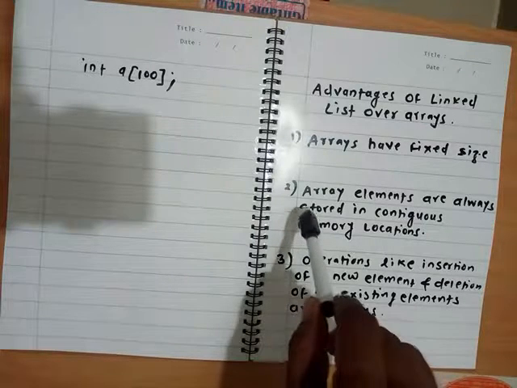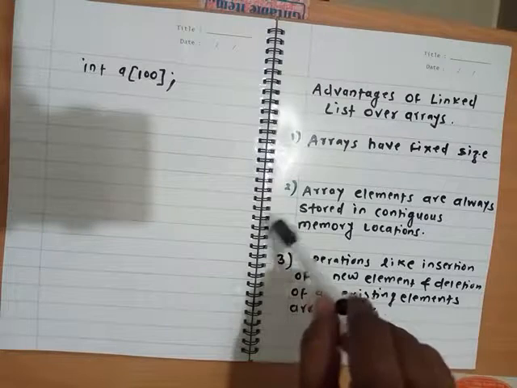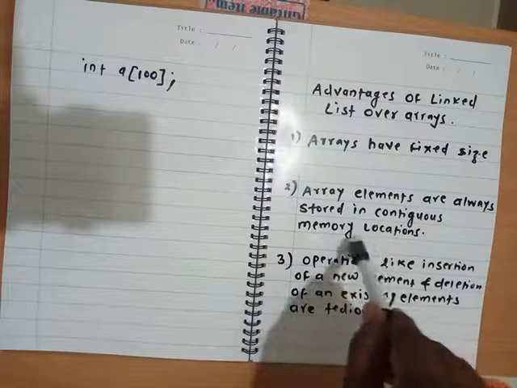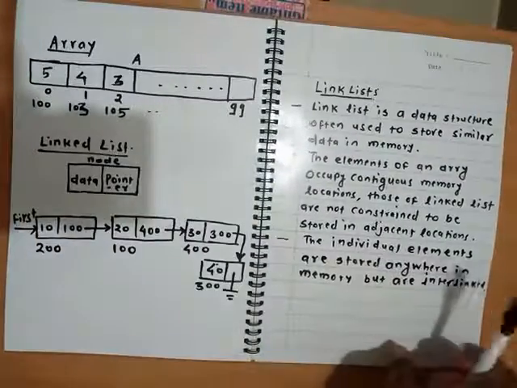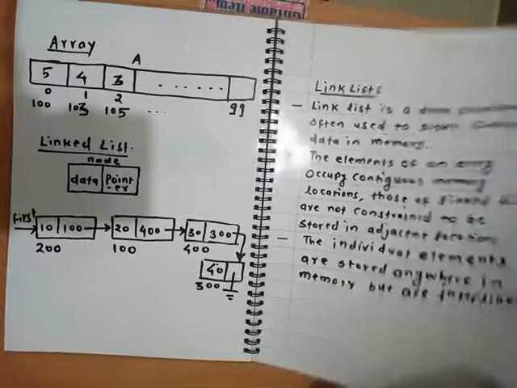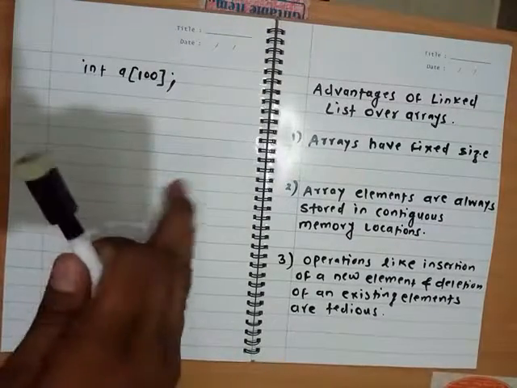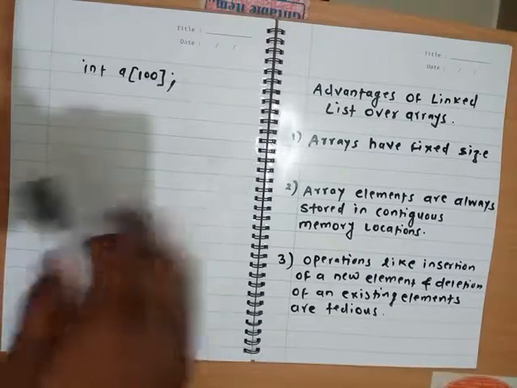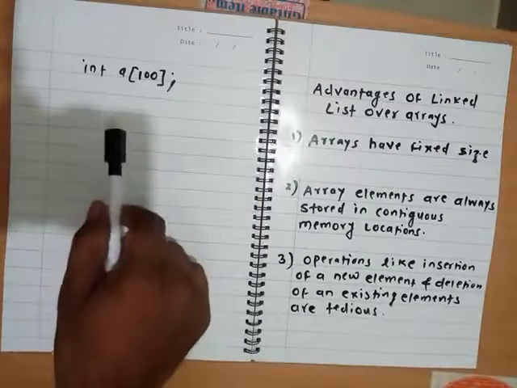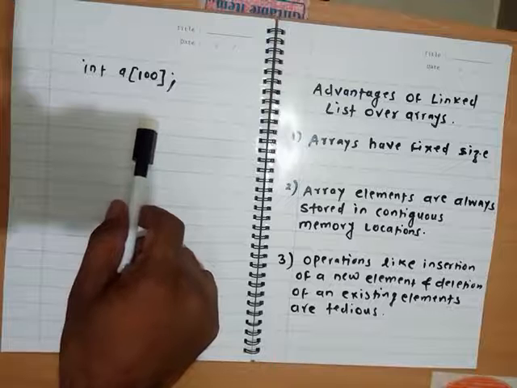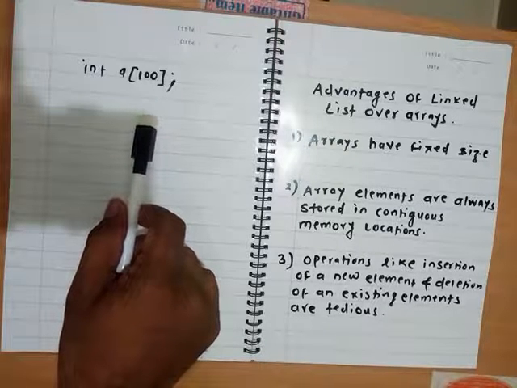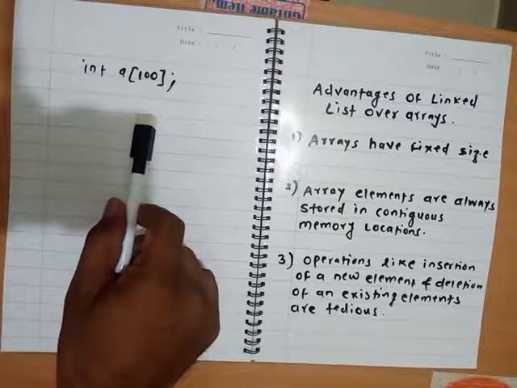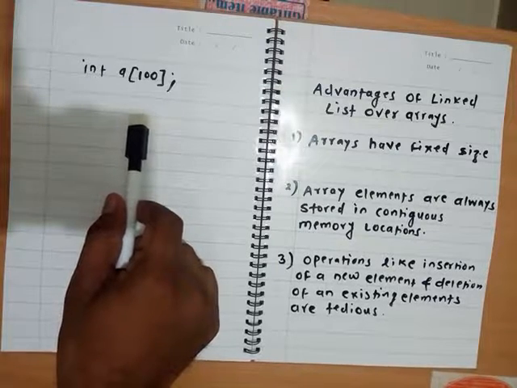Second advantage of linked list over array is that array elements are always stored in contiguous memory locations, as we have just discussed. The drawback of this is, if you need, let's say, 100 bytes for creating an array, and there are no 100 contiguous bytes free in the free memory pool, though there are 100 bytes free, but they are not contiguous, so you will not be able to create an array of 100 bytes.